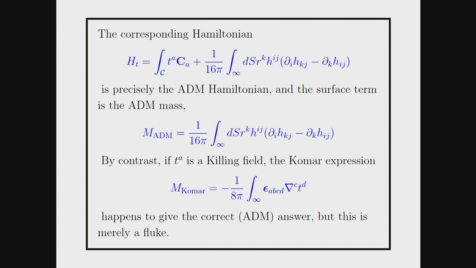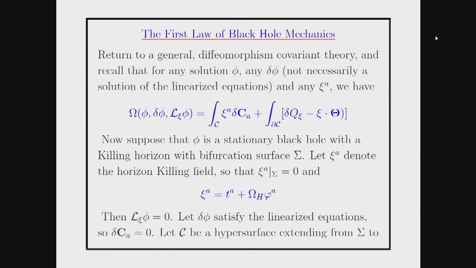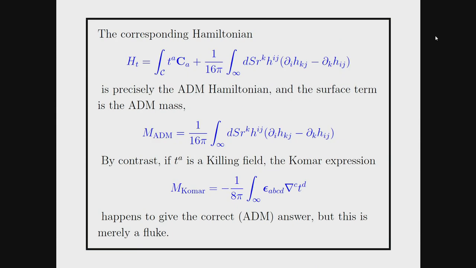Now, if T was a Killing field, and you take the Komar formula but fudge the factor to be 1 over 8 pi instead of the correct 1 over 16 pi that would appear from the Noether charge, then in fact, in the stationary case, you'll get agreement with the ADM mass. But if you try to do this in the non-stationary case, you'll get complete nonsense. Your answer will depend on your choice of vector field that represents asymptotic time translation symmetry.